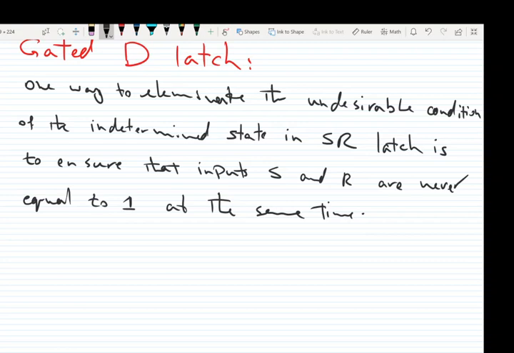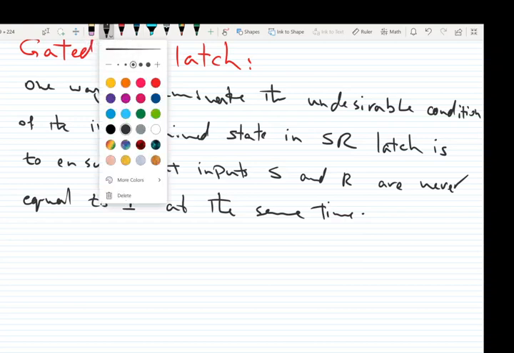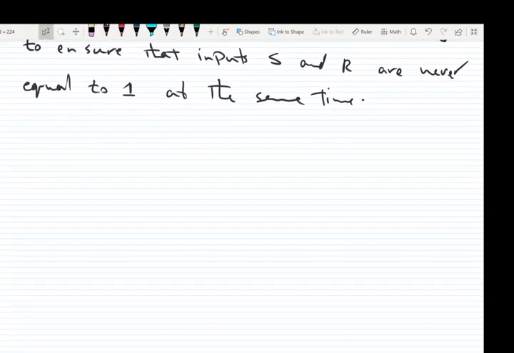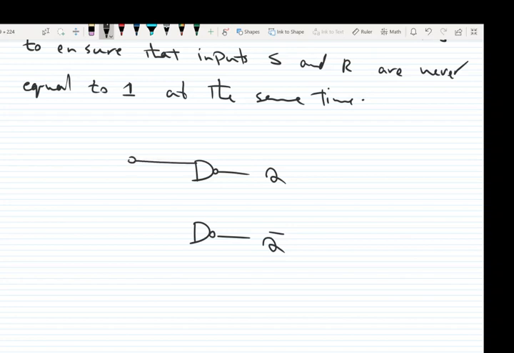Let's see the circuit for the latch. So here is the circuit for the latch. I'm showing the circuit with NAND gates. Of course, we can build the same circuit with NOR gates. So here are two NAND gates. The outputs are Q and Q bar. And here is the enable input.